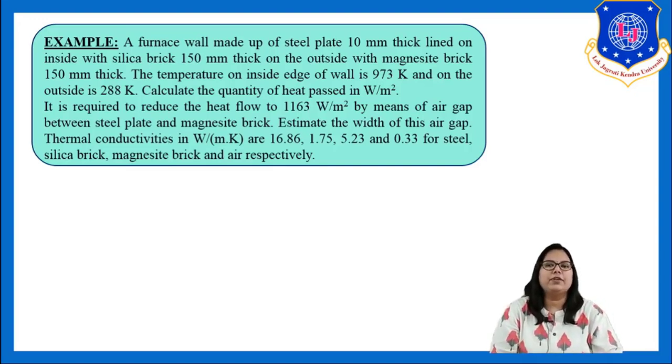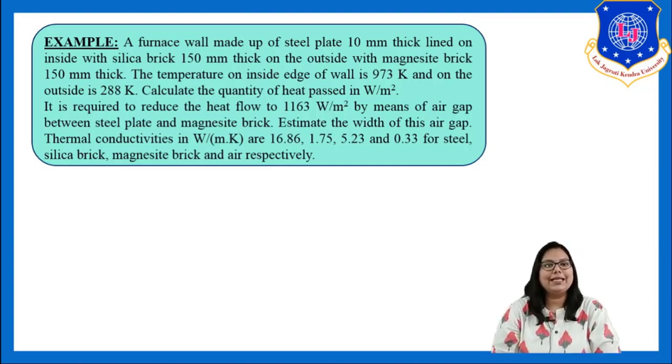Let's see what is different in case 2. It is required to reduce the heat flow to 1163 watt per meter square by means of an air gap between steel plate and magnesia brick. Understand this statement, again I am repeating. It is required to reduce the heat flow to 1163 watt per meter square by means of an air gap between steel plate and magnesia brick.